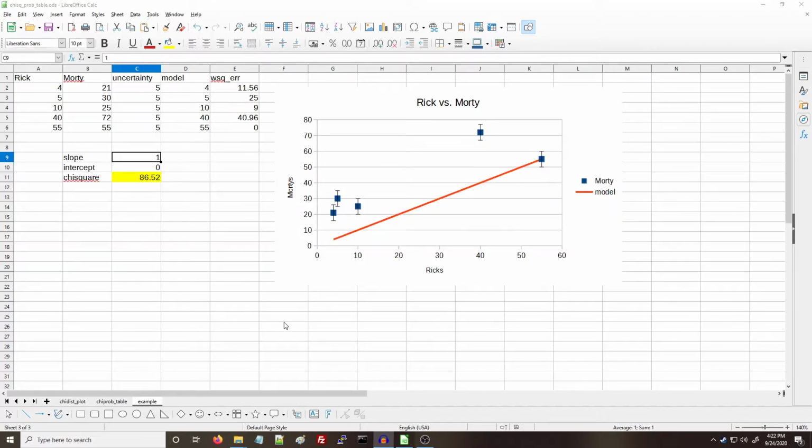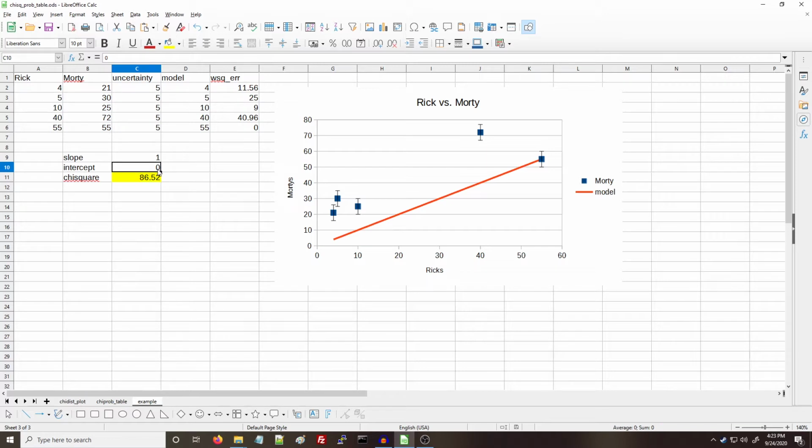Here we have some clearly made up data. In this column, I have a simple linear model whose parameters are in these two cells. And in this column, I'm taking the square difference between the data and the model and dividing by the square of the uncertainty, which is effectively the terms in the chi-square formula we just looked at. In this cell, I'm summing all of the weighted square error terms, effectively calculating the chi-square.